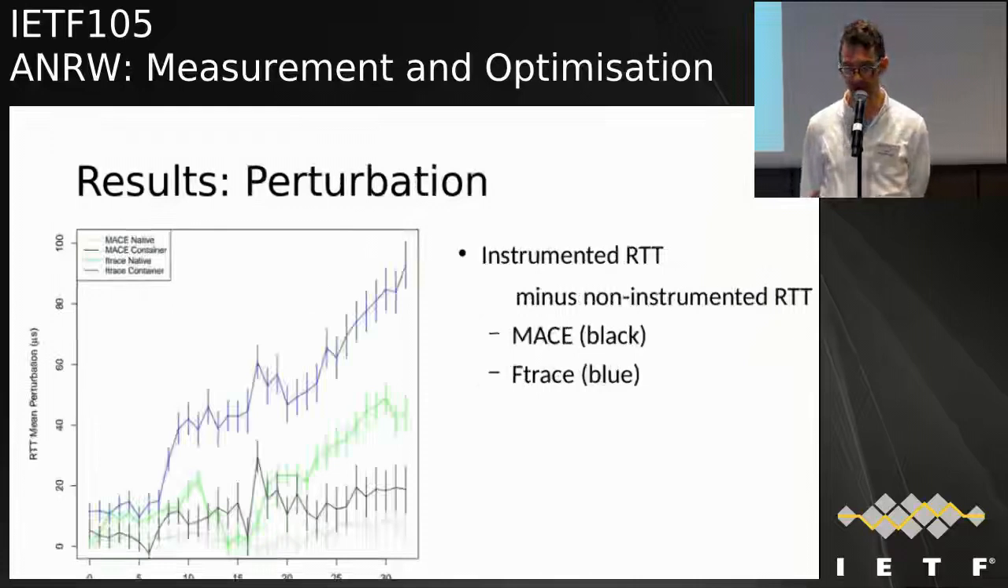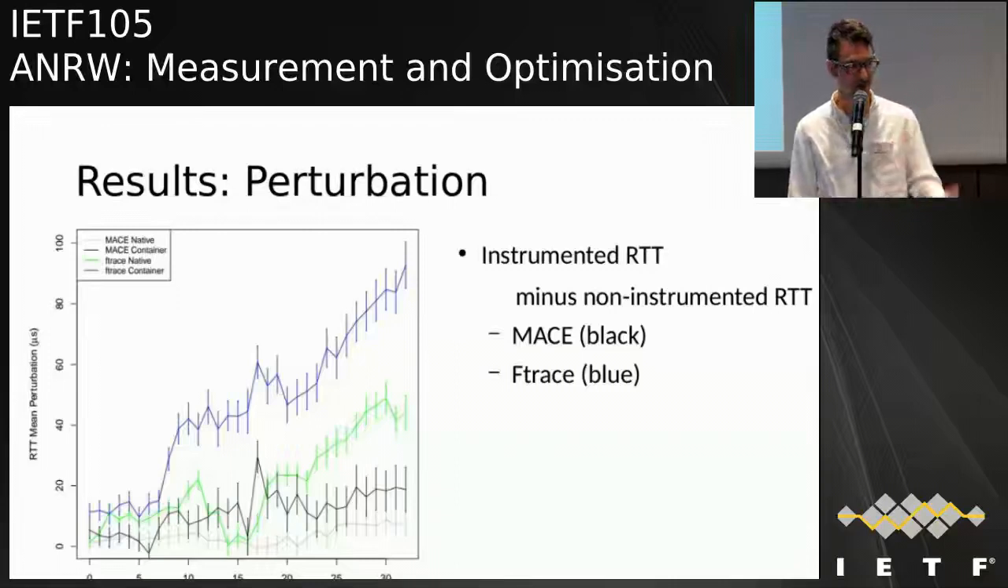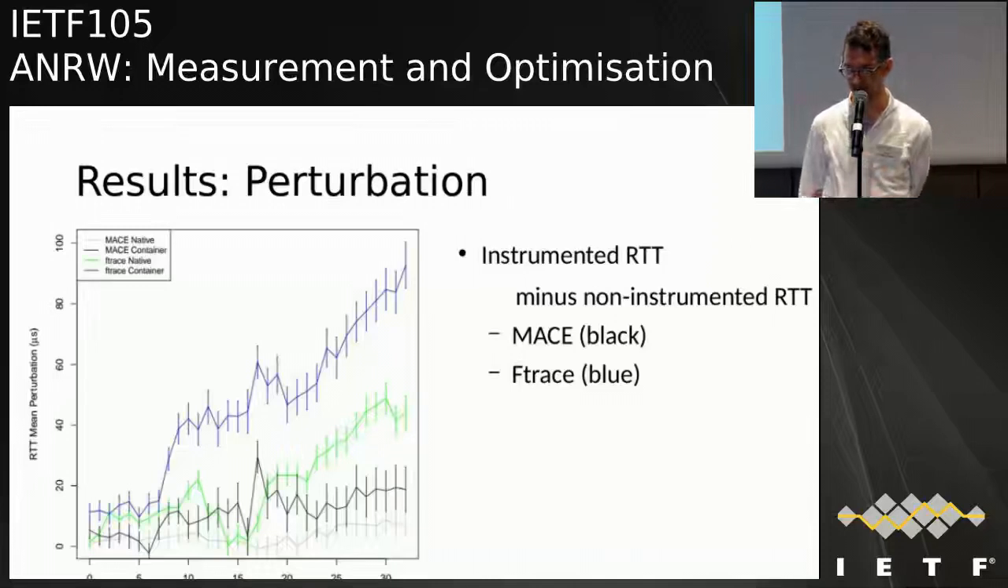To address one of our other goals, minimizing perturbation, we measure perturbation as the difference between the instrumented RTT reported and the RTT without instrumentation. So we just discard the latency results from the measurement, but we want to see how inserting this tool affects the RTT results. We compare ourselves with ftrace so far. The blue and the green traces on this chart are ftrace running from the container and from the native context respectively, and the black and the gray traces are the same perturbation calculation, but taken with our solution MACE running instead of ftrace. What we notice is that as there's more traffic, the ftrace perturbation increases significantly.